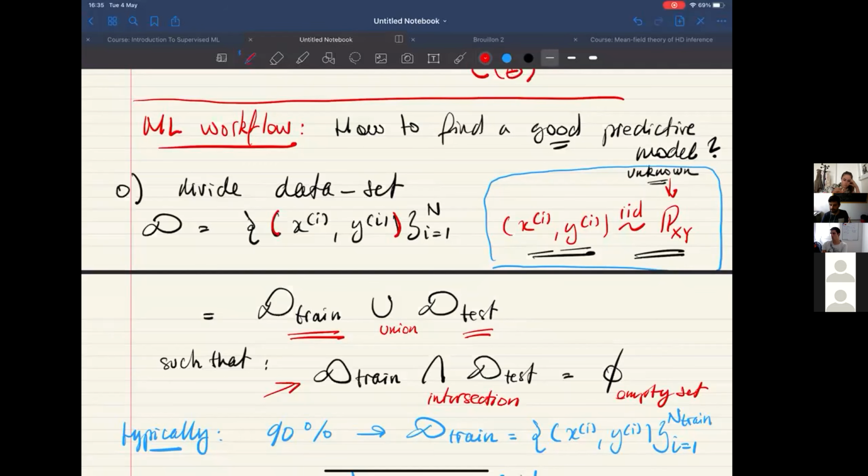So the performance on this test data should be a good representative of the performance of our model on completely new data that we don't even have access to at the moment, that we'll maybe observe in the future, which hopefully has to be generated according to this model that was used to generate the training data. Otherwise, we cannot predict, of course.